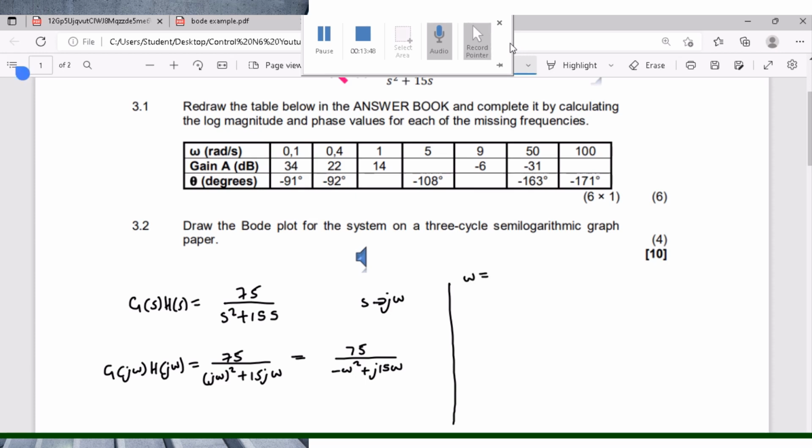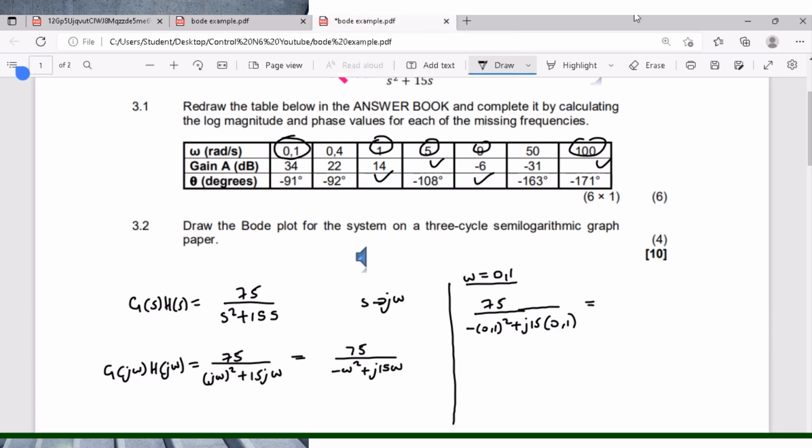So what you're going to do is substitute values from 0.1 until 100. But for us, we are only substituting 0.1, just to confirm that we are getting these answers. Then we will substitute 1 to calculate this value, 5 to calculate this value, 9 this value, 100 this value. So let's start with 0.1. I'll have 75 over minus 0.1 squared plus j15 times 0.1. Remember, 0.1 is frequency, so you only substitute it where you have W.